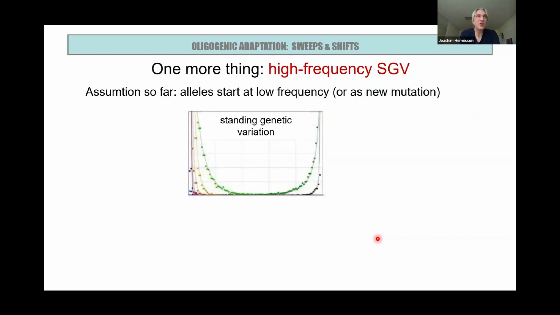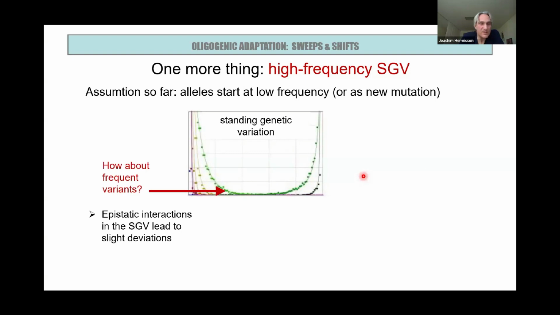So, before we come to results, there is one more thing, as always. And this is high frequency standing genetic variation. Just two short remarks about that. Because our assumption so far was that all alleles start from a low frequency, or start as a new mutation. And usually, standing genetic variation with realistic parameters for these loci looks like that. You have these U-shaped distributions here.